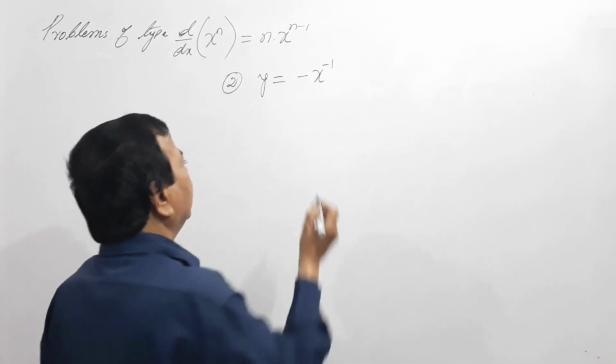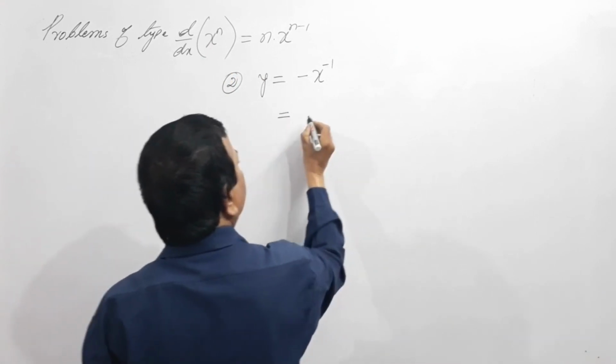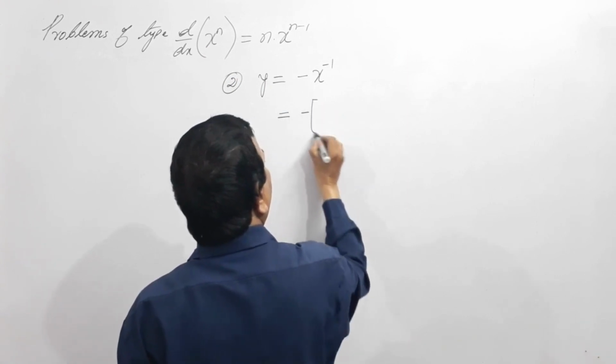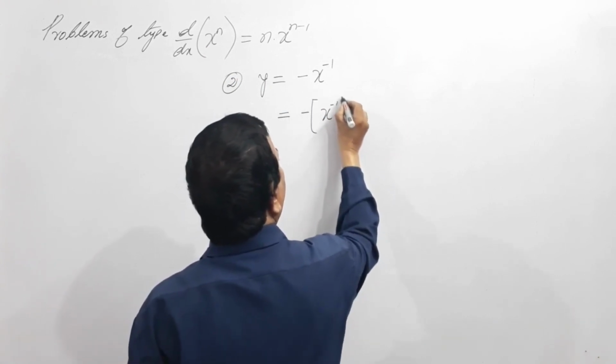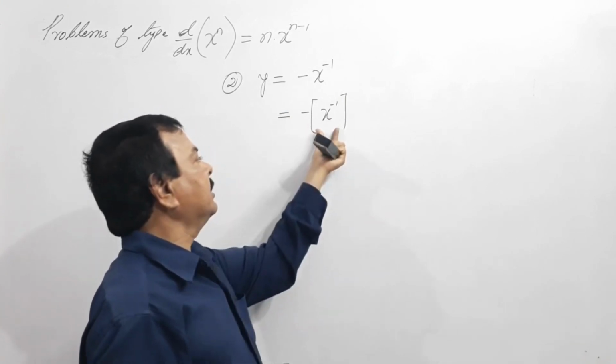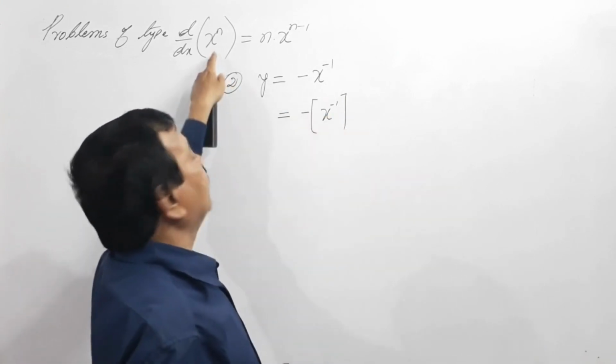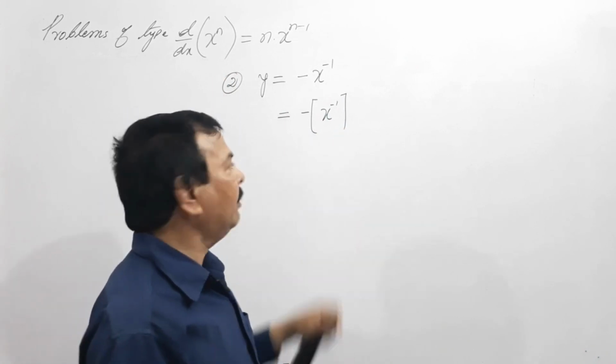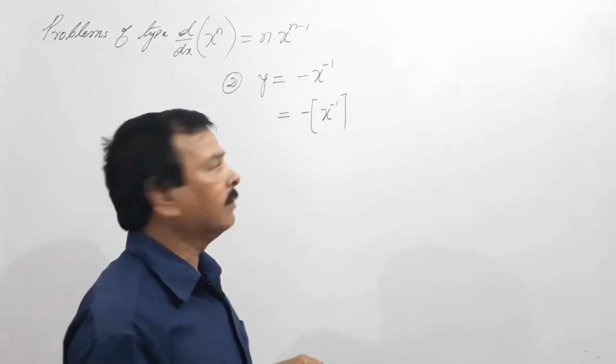What I will do here is, so can I write like this? This is minus 1 x to the power of minus 1. Can I write like this? So forget about this sign, sign is outside. So this is x to the power of minus 1. So this is of this type where n is minus 1. So let's apply differentiation for this.